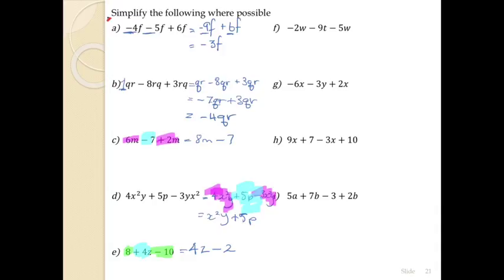Now I want you to have a go at F, G, H and I on your own. See how you go and then come back and check your answers. Okay, so F is minus 7w minus 9t. G is negative 4x minus 3y. H is equal to 6x plus 17. And I is equal to 5a plus 9b minus 3.